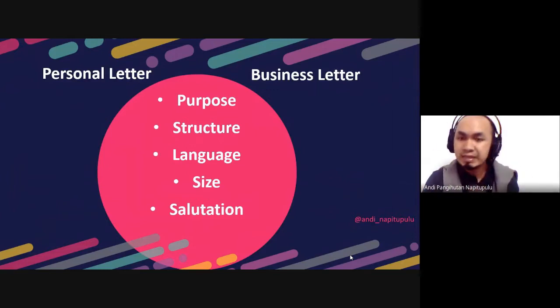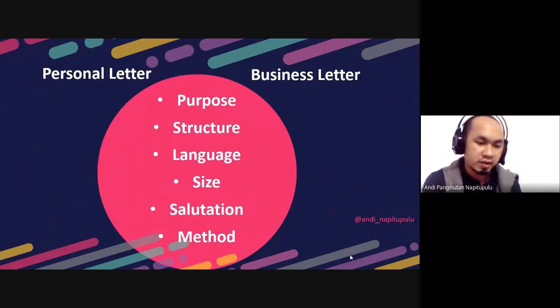But in a business letter, you are not allowed to use "cheers" or something like that. Okay, the last one: of course, the method, the way you write the letter, is very different.